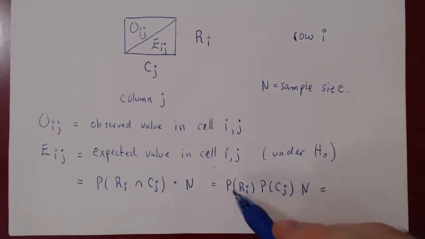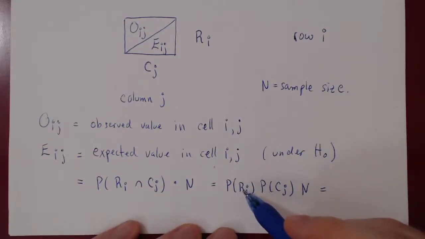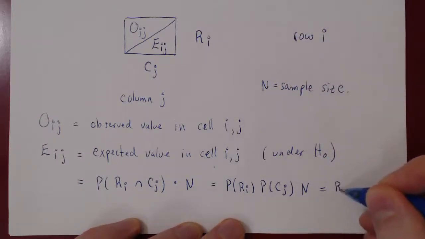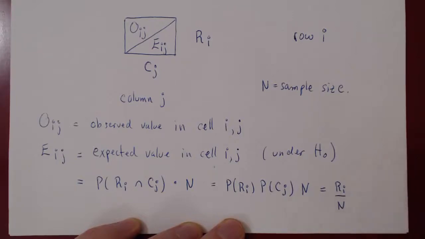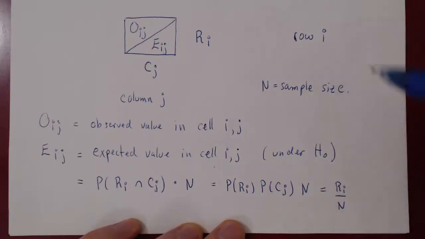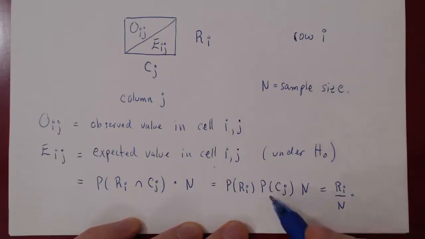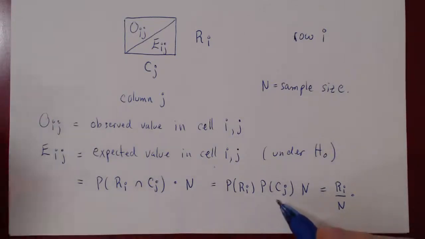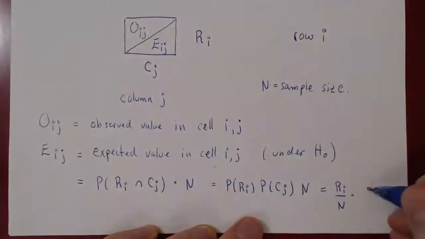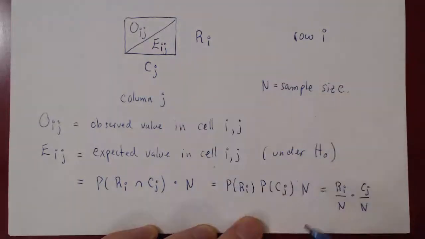Well, if you ask what is the probability to be in row I? How many values are in row I over, of course, the total number of values. If you have your row total over the total sample size, what you have is the probability that a value is in the ith row, times, well, the probability to be in the jth column. If you add every value in the jth column, you divide by the total number of values, you have the probability that a value is found in column J, finally, times n.